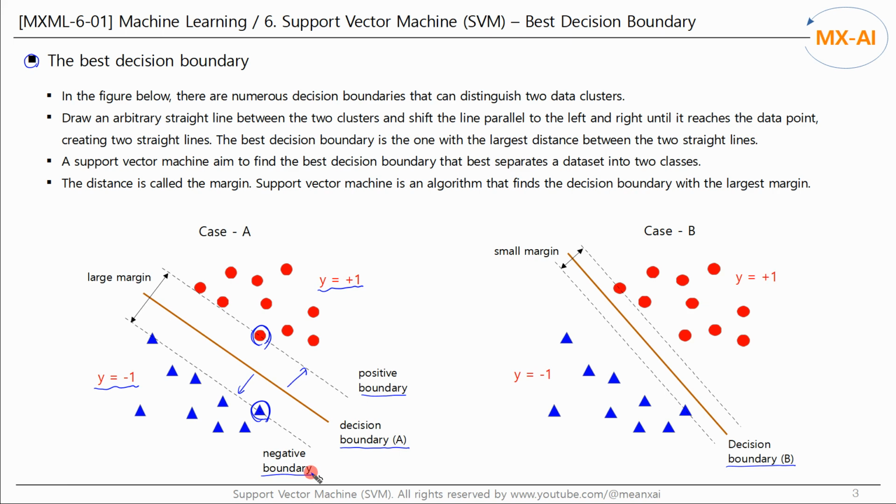Support vector machine is an algorithm that finds the best decision boundary that can best separate two clusters. The distance between two boundaries is called margin. In other words, the support vector machine is an algorithm that finds the decision boundary that maximizes this margin. Case A has a large margin, but case B has a small margin. Therefore, the decision boundary of case A is better than that of case B.